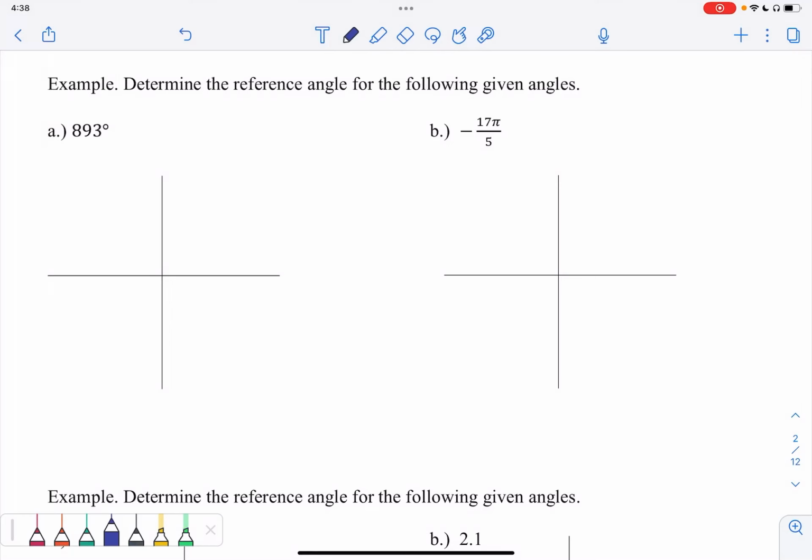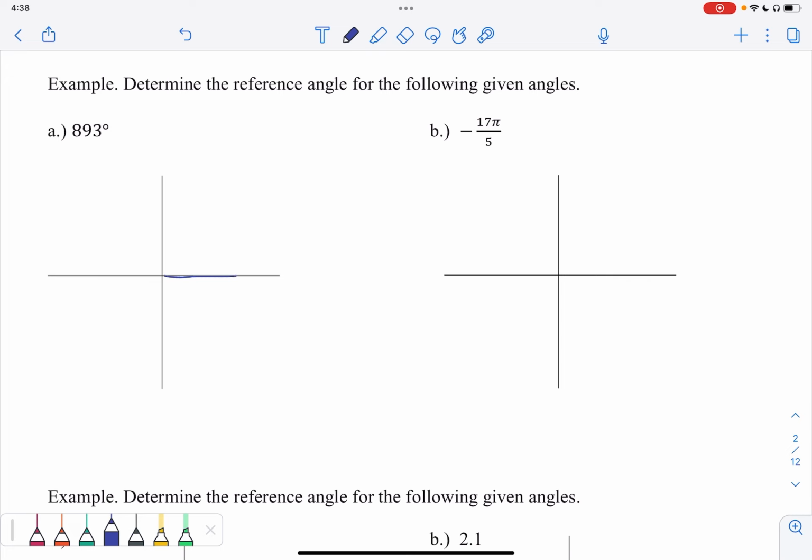Determine the reference angle for the following given angles. So I can see in part A, I have 893 degrees. And so this angle is not seen in the first positive full rotation in, let's say, the unit circle. So in this case, I'm going to need to think about where it is, and spend a little more time doing that.